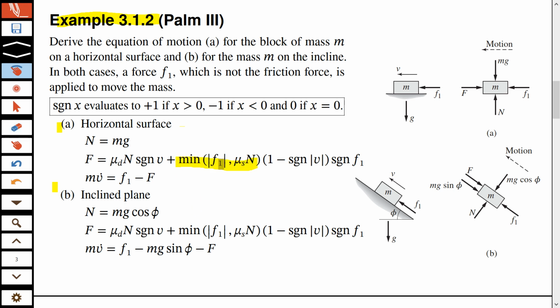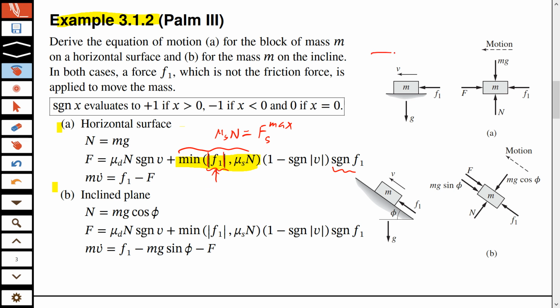Highlight this one. ये पहले क्या था? इसकी जगह हमने last time ये लिखा था mu sn. Now that is wrong, because this is the maximum value of the static friction. So static friction is not always at the maximum value. It will be equal to the applied force. Of course, because we are taking the sign here, it makes more sense to write the magnitude here.